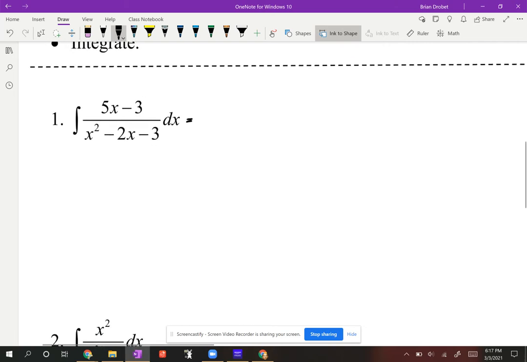What I want you to notice here is that (5x minus 3) over (x squared minus 2x minus 3) is equivalent to (5x minus 3) over, I'm going to factor the denominator, (x minus 3)(x plus 1). Yeah, that looks right. Okay.